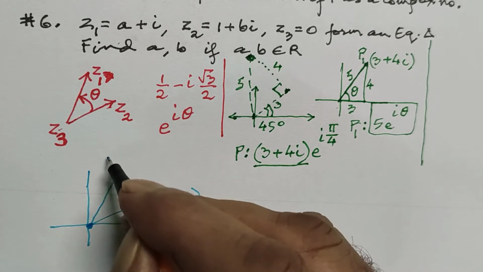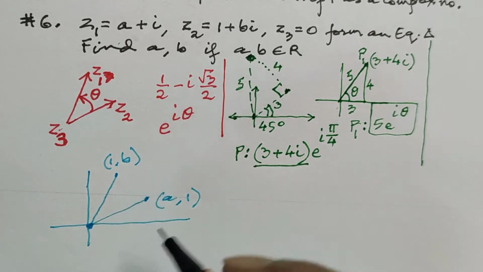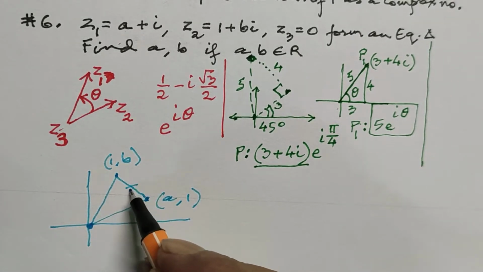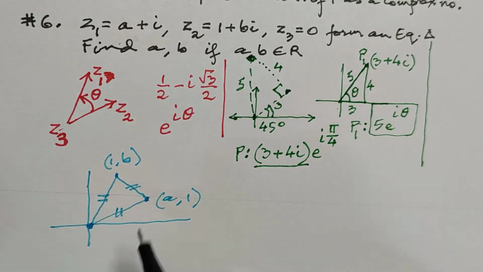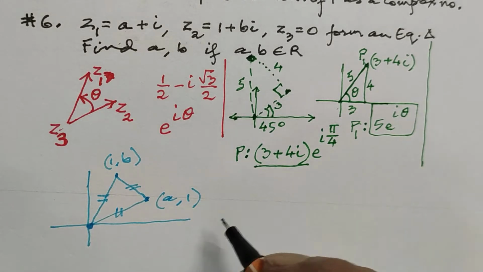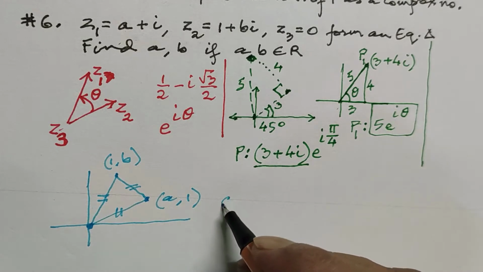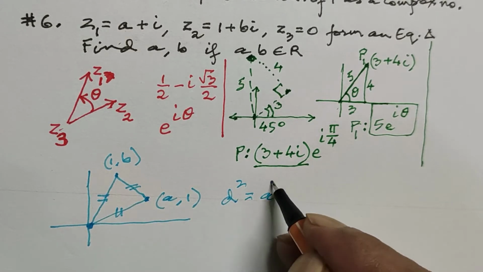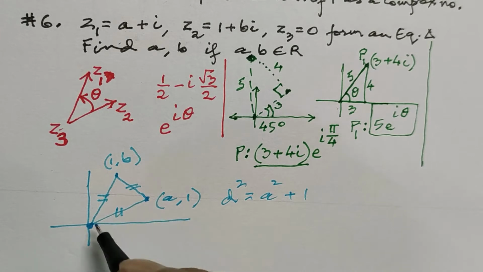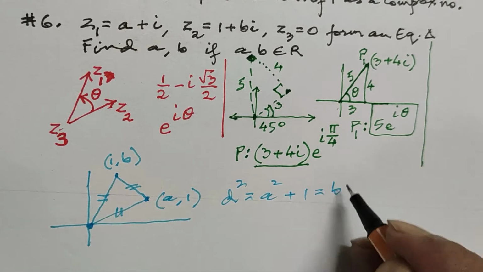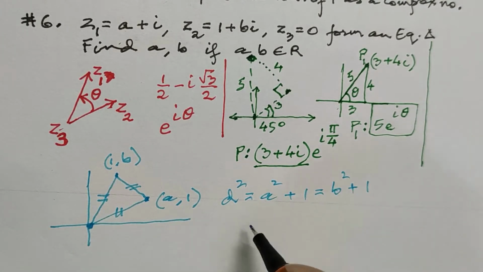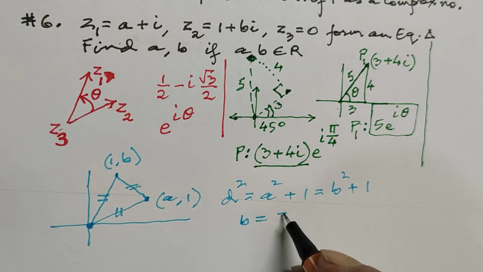They make an equilateral triangle as it is stated. So all these three lengths are same, so we'll have to use that to find a and b. So it seems to be a simple algebraic thing. Just work it out. All the distances are same. Let's say the distance d squared becomes a squared plus 1 for this, b squared plus 1 for that, which gives us b is equal to plus minus a, right? So this is the first equation that we have formed.